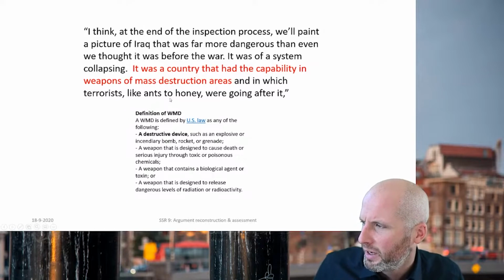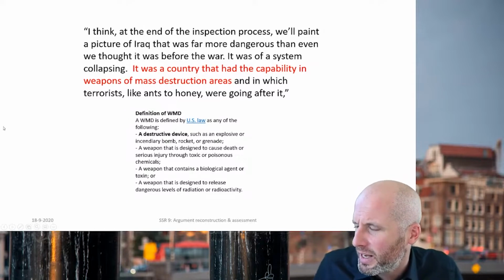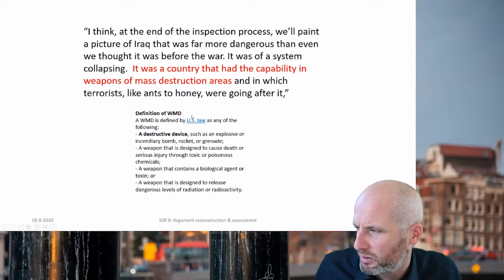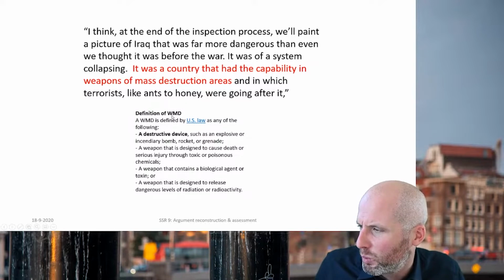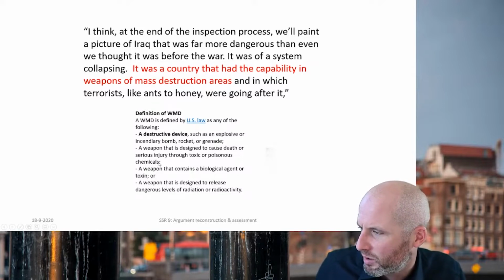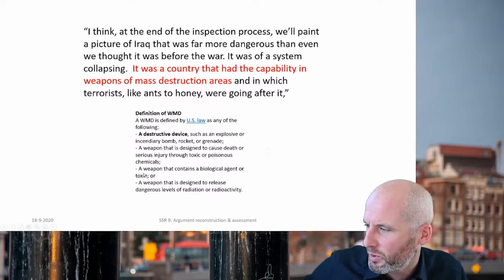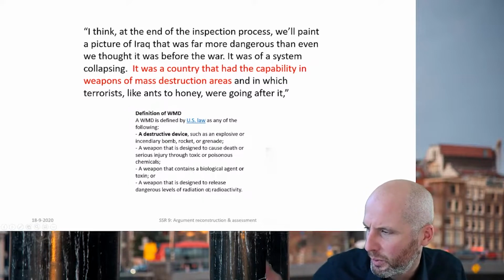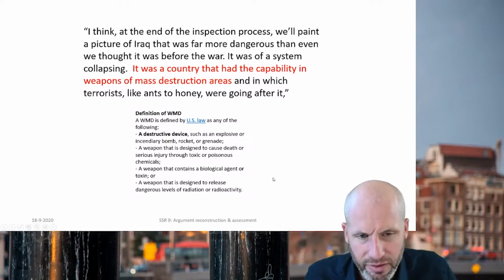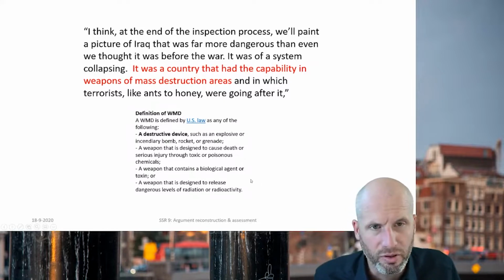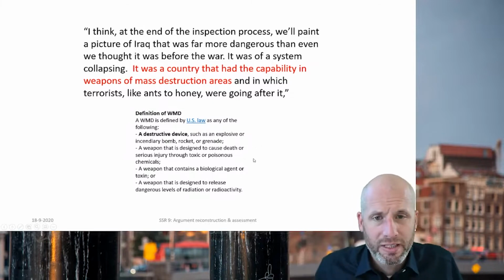that phrase in red. So what is a weapon of mass destruction? That's actually a bit ambiguous, because you can look it up and there's an actual legal definition of what a weapon of mass destruction is. It is either a destructive device such as an explosive or incendiary bomb, rocket, or grenade, a weapon that is designed to cause death or serious injury through toxic or poisonous chemicals, something that's designed to do the same only through biological agents or toxins, or through high levels of radiation or radioactivity. So basically it's chemical weapons or nukes or biological weapons or a destructive device. So that is what makes the phrase ambiguous, right?